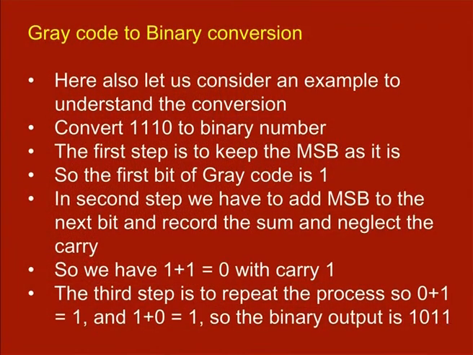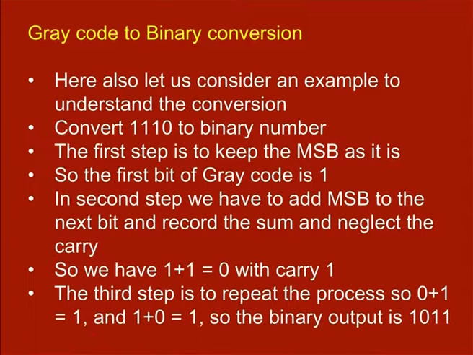Now, let us discuss gray code to binary conversion. Here also let us consider an example to understand the conversion. Let us convert 1110 to the binary number. The first step is to keep the MSB as it is, which is the same as the process that we followed for the conversion of binary to gray code. So, the first bit of gray code is 1, because that represents the MSB.